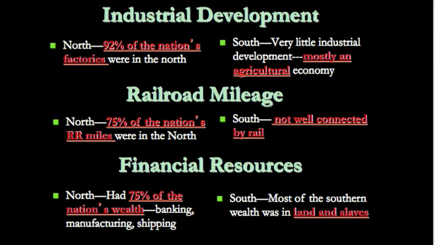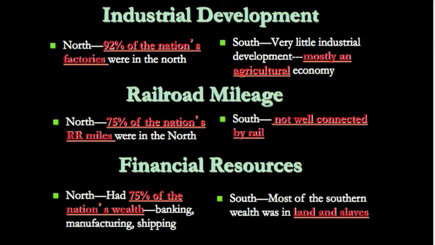All right, some categories here. Industrial development, which is going to be important for making weapons and uniforms and really everything that would be involved in fighting a war. 92% of the factories are located in the northern states, which really leaves the South in a bind. They are mostly based on agriculture and farming, and that is going to play a significant factor for the North's success.